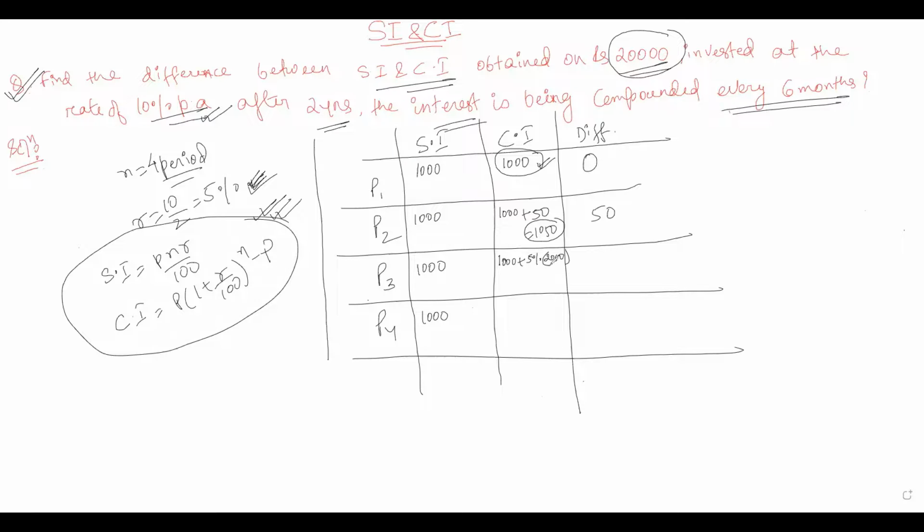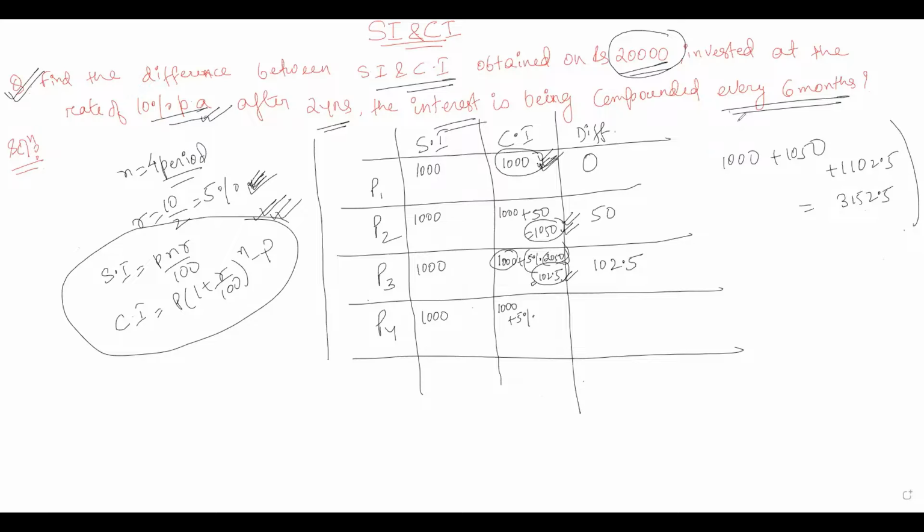So how much would this be? 5% of 2050 will give us 102.5. So the difference between CI and SI for the third period would be 102.5. In a similar way, for the fourth period, there would be an interest of 1000 plus an additional 5% of the previous years' interest, which would be 1000 plus this 1050 plus this 1000 and 102.5. So that is 1102.5. So if you calculate this, this would be 3152.5.